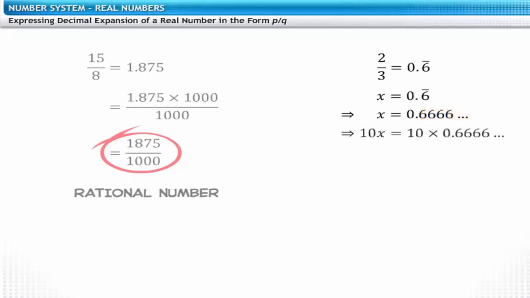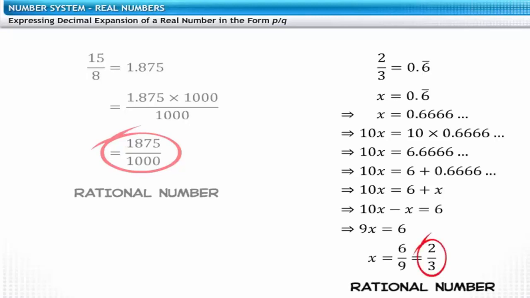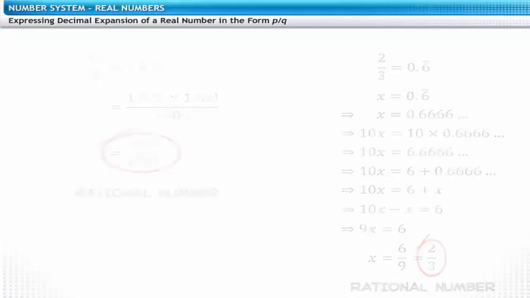So we multiply the equation with 10. The right-hand side of this equation can be expressed as the sum of an integer and a decimal. The right-hand side of this equation is now equal to 6 plus x. Let's solve this equation. We get x equal to 2 divided by 3, which is a rational number. Similarly, every non-terminating recurring decimal expansion can be expressed in the basic form of a rational number.